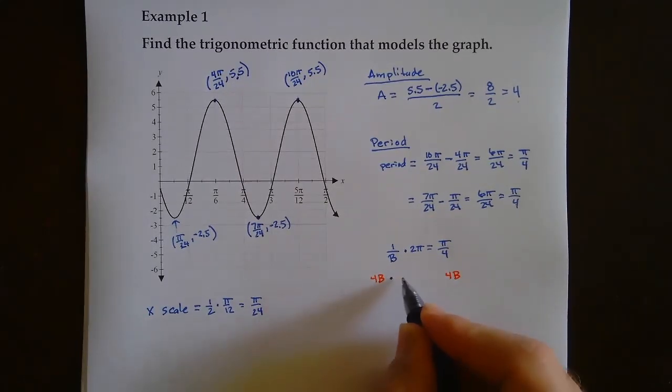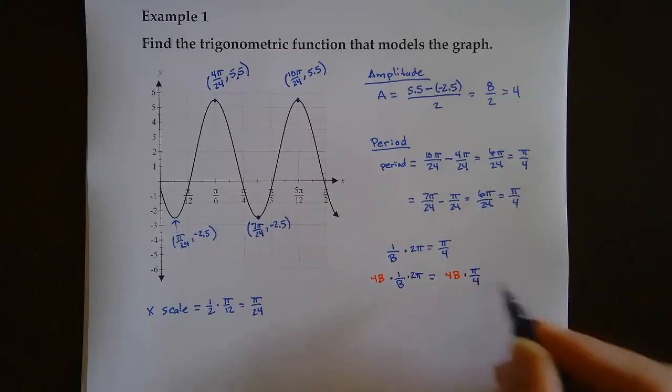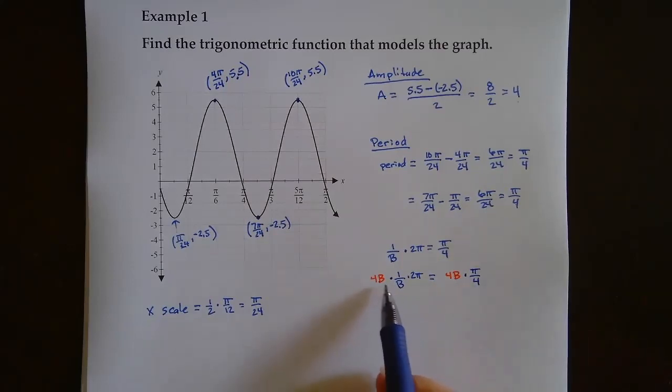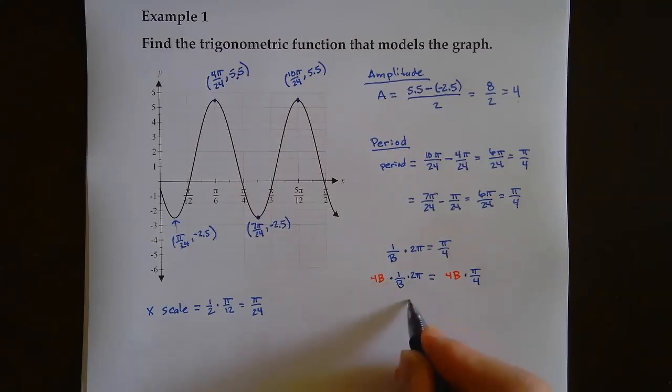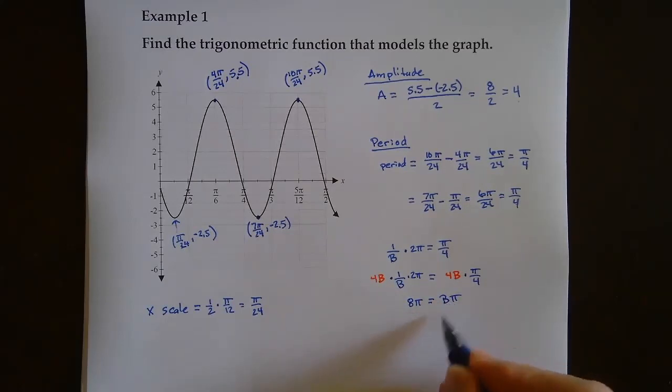So 4b times 1 over b times 2 pi equals, and then 4b times pi over 4. So what happens here is my b's cancel, and I'm going to be left with 8 pi is equal to b pi. Then I'm going to divide both sides by pi, and I get 8 is equal to my b. So now I have b.